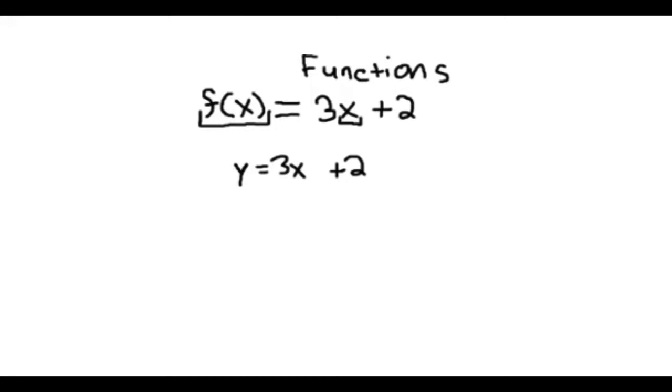What makes something a function is when each input has exactly one output. So again, these are both the exact same function, they're just written in different notation. This is using function notation, and this is just written as a standard linear equation, which is also a function because it's relating two different variables.